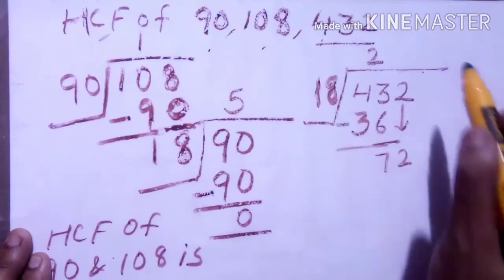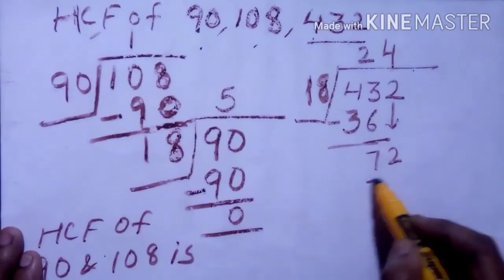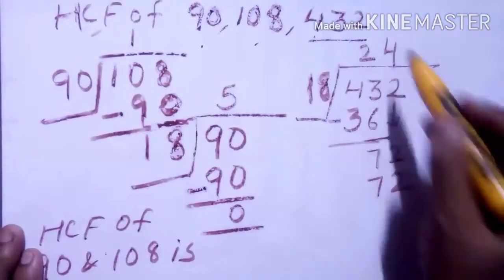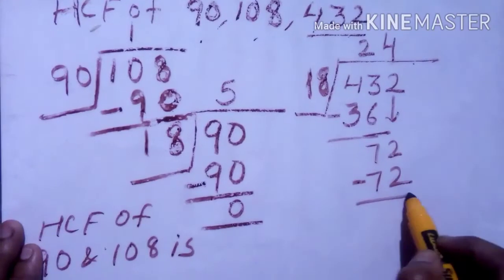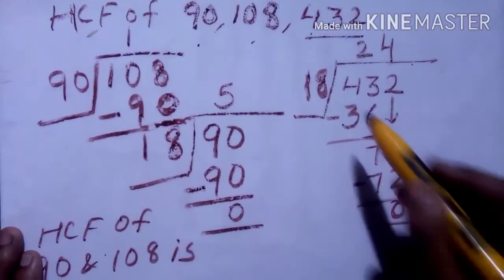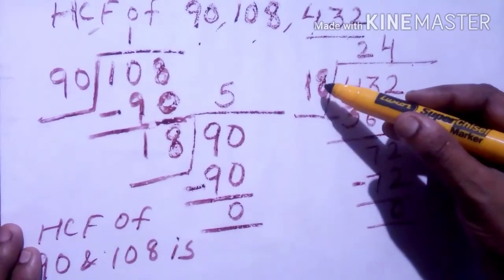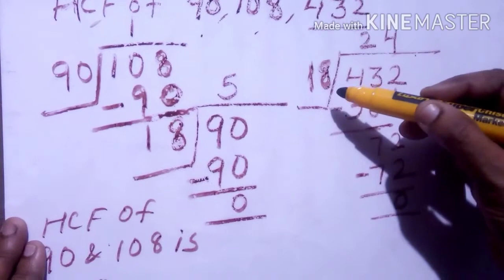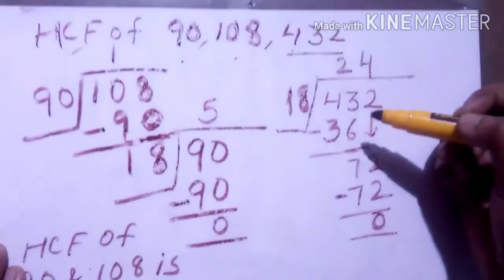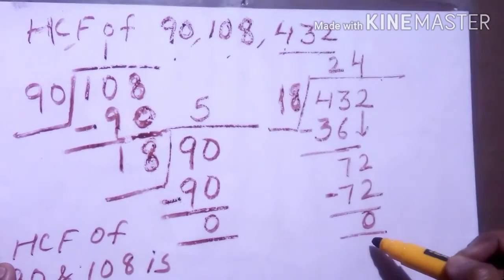Now how many times 72 in 18's table? 18 into 4 is 72. 18 4 times 72. Now when you subtract, you get the remainder 0. Okay. Now you got the remainder 0. So this 18 was the last divisor. When you divide 432 by 18, you get 0 as the remainder.